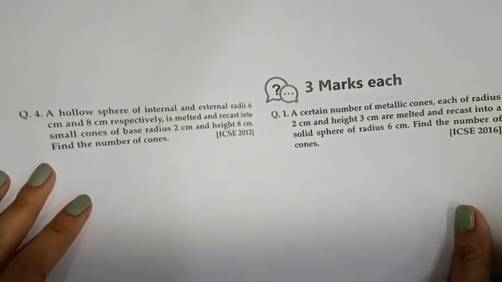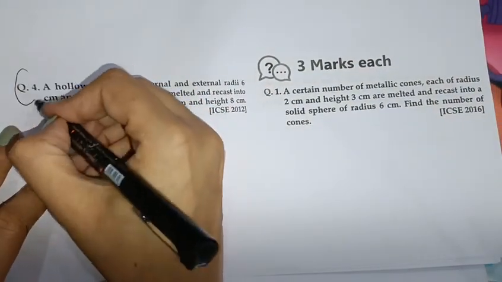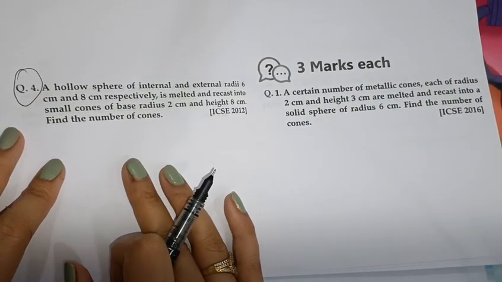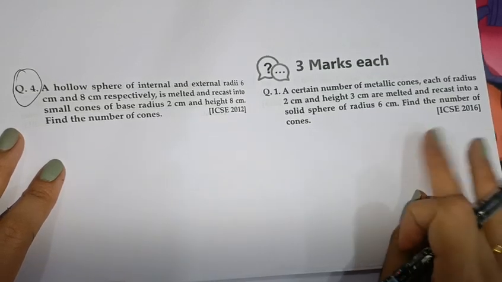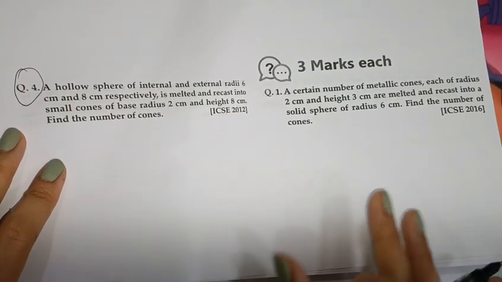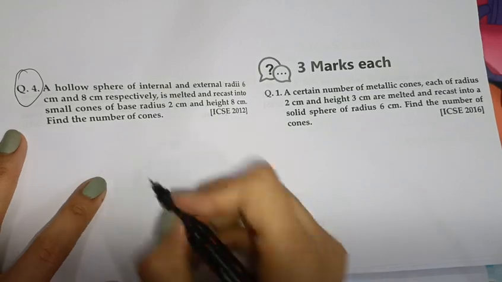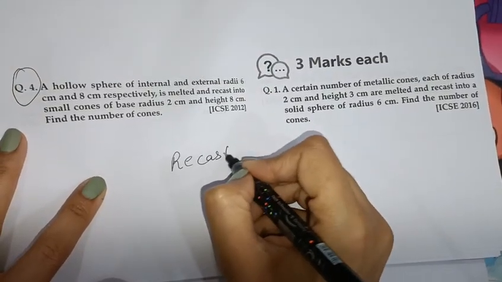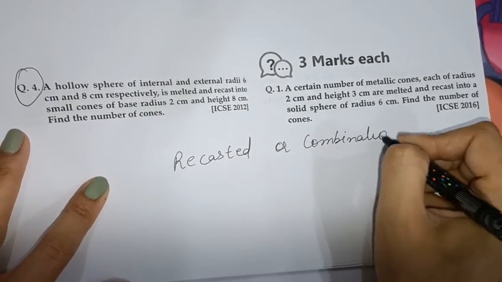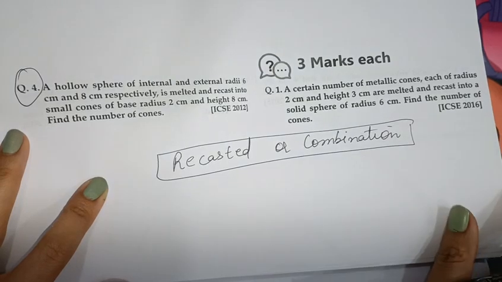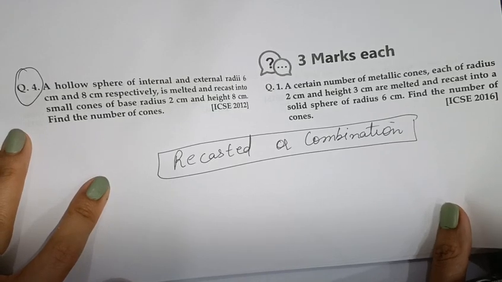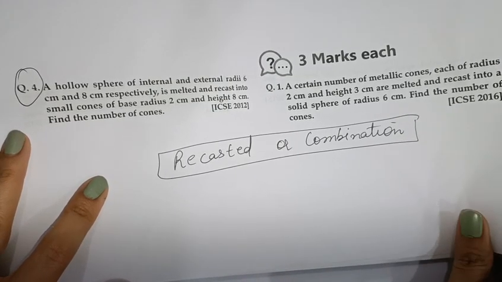The fourth question which I am showing you is based on external and internal radii. Try to do it. Just now we have done this again. What I have noticed here, maybe you also have noticed, is that most of the questions you will get are from recasting or from a combination of solids. A single-solid question you will not get. So practice these questions as much as you can, because the questions are easy. The only thing is that you have to practice the calculations. You have to be very fast in calculations.